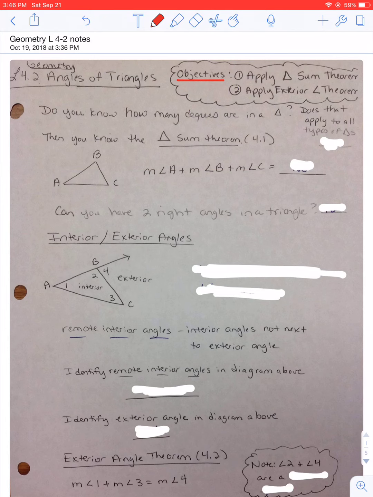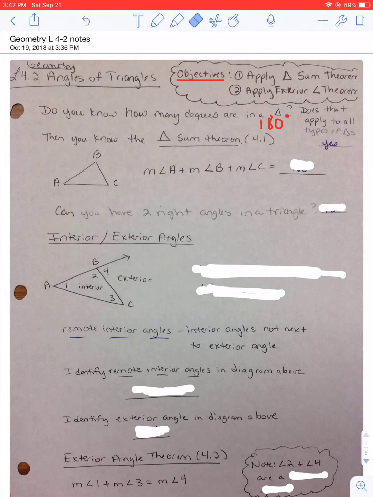Do you know how many degrees are in a triangle? And does that amount of degrees apply to any triangle, whether it's obtuse or right or acute or equiangular? Does that apply? Hopefully your answer to that is twofold. One is that they all add up to 180. And you should know from yesterday's lesson that yes, it does apply to all triangles.